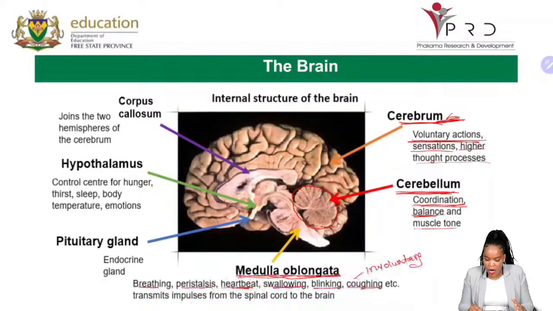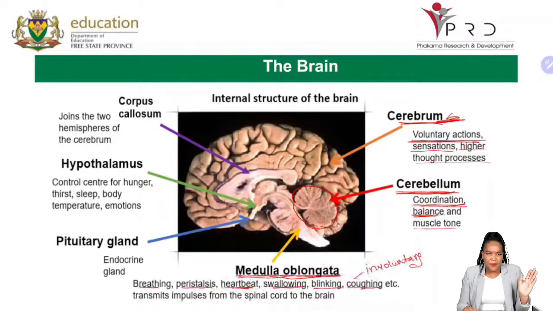If you check, all of these are a bit involuntary. You do not control whether you want to do it or not. When there's something happening, you will cough. When something comes, you will blink without even thinking about it. So your medulla oblongata is responsible for that.